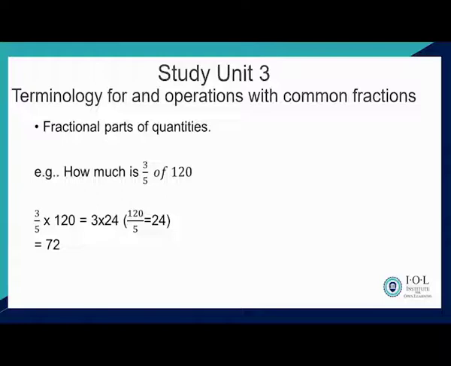Fractional parts of quantities. For example, I will give you an example here. How much is 3/5 of 120? Where you see the word 3/5 of, the word of, then you know it can be a multiplication. Now where do you get a 24? It's 120 divided by the 5. It gives you 24, and then you multiply it by 3, you get 72. So what is the answer? 72 is 3/5 of 120.